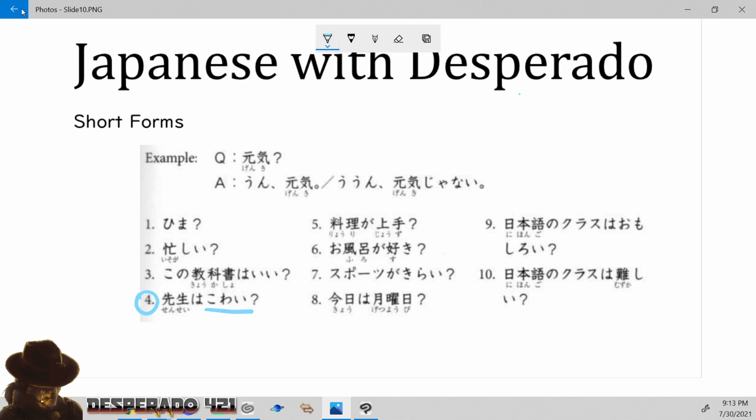So let's try and do the negative on this one here. "Kowakunai." Oh, "kowakunai." Thank you. So "kowakunai." Very good. Fantastic. Let's try number five here.